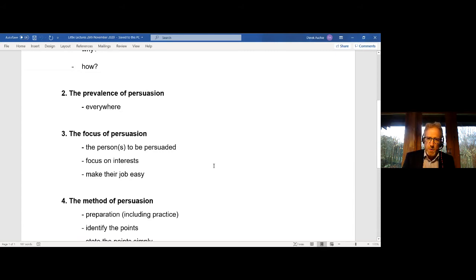The third area then I want to cover is the focus of persuasion. I'll talk a little bit more about this. How should you focus your efforts to persuade? Well, the principal focus should be on the person that you are trying to persuade. And that might sound a bit obvious, and quite a lot of what I'm going to say might sound a bit obvious, but I've got something to say about that later as well.